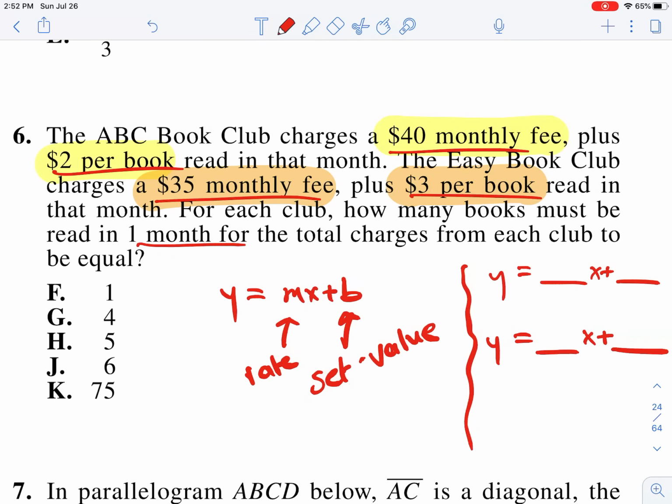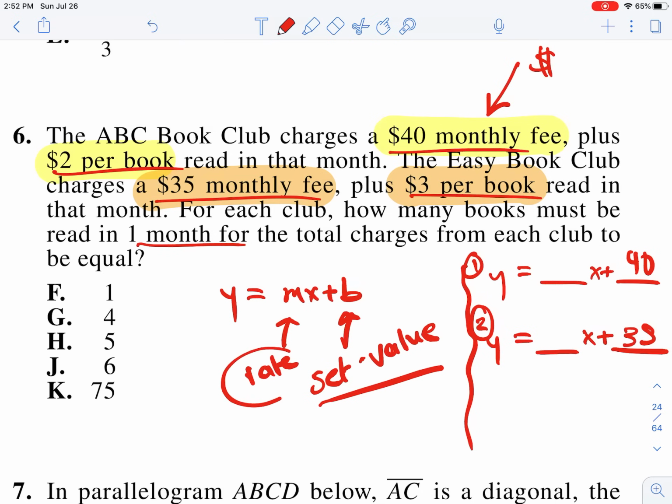You could do it in reverse, but in the context of the problem, you're given a rate and a preset value. The set value is in dollars, so this value here is going to be in dollars. You're going to end up plugging in 40 for this one, the first one, equation 1, equation 2. And for the other one, you're going to plug in 35, the preset value. And then you plug in your rates. Your rate, $2 per book, is kind of like miles per hour or feet per second. You have a rate that goes in the m. So we have 2x plus 40, and then we have 3x, so 2 and then 3, each goes to its own place.